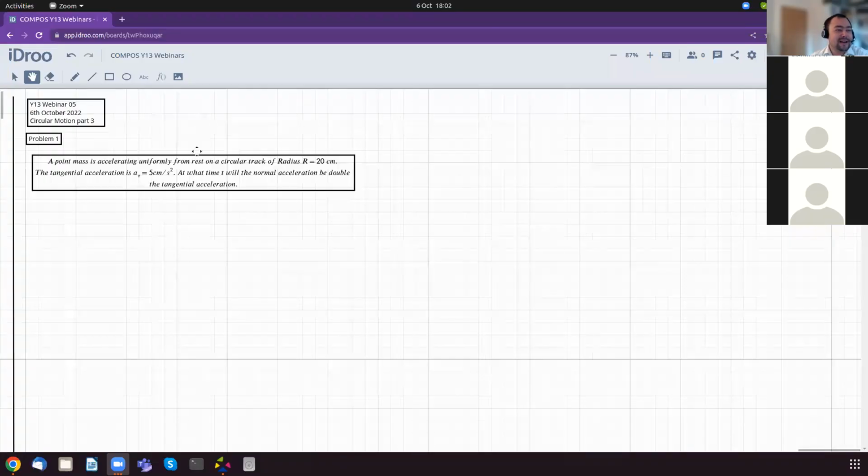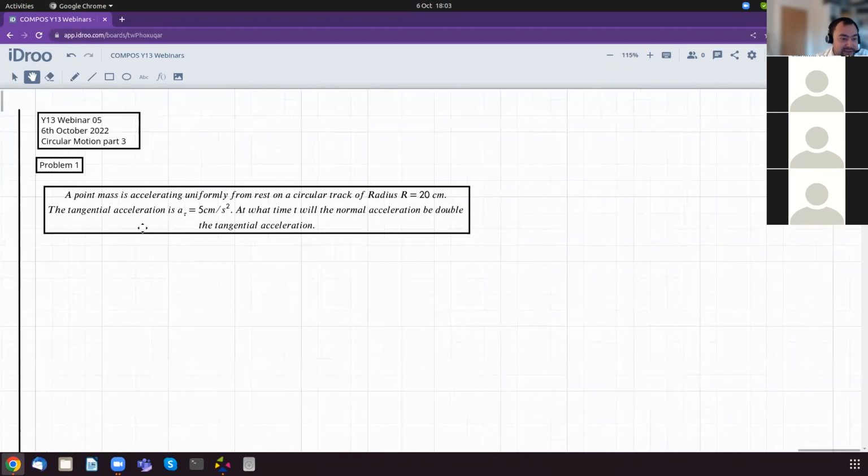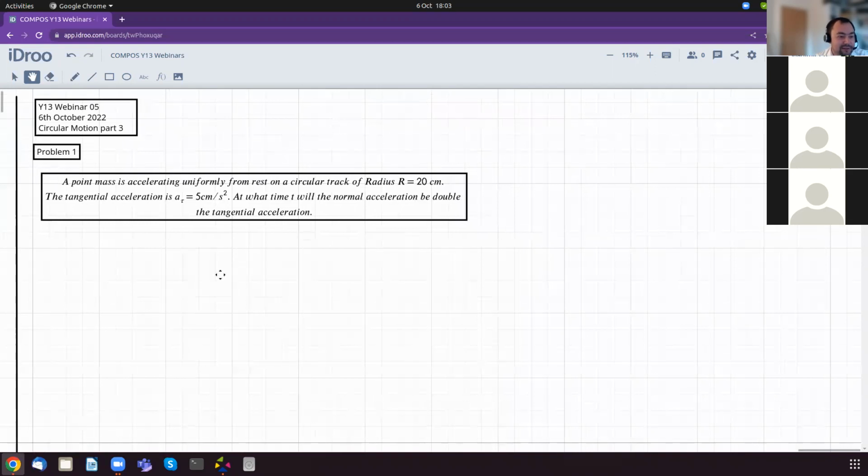I'll share my screen. I've got six questions for you today. Problem one. A point mass is accelerating uniformly from rest on a circular track of radius 20 centimeters. The tangential acceleration is 5 centimeters per second squared. Notice the unusual units. Normally you could convert that into SI units, but you don't have to. You can work in centimeters. At which time will the normal acceleration be double that of the tangential acceleration?